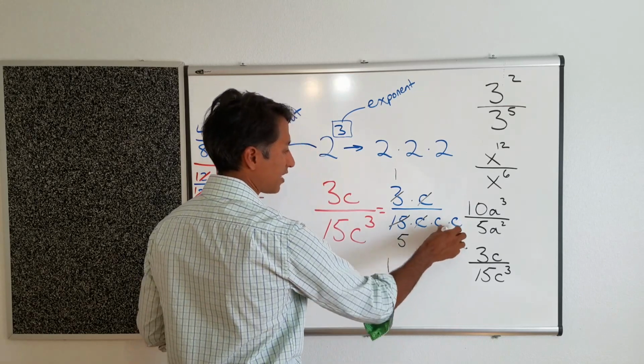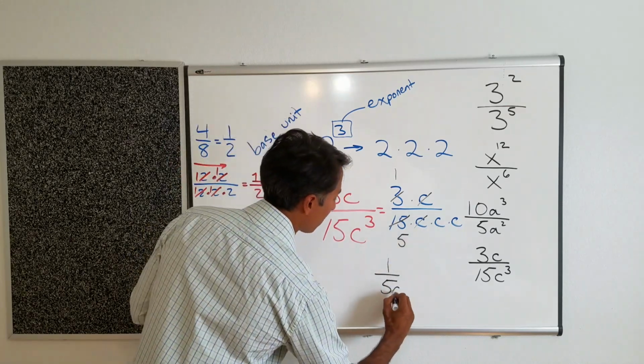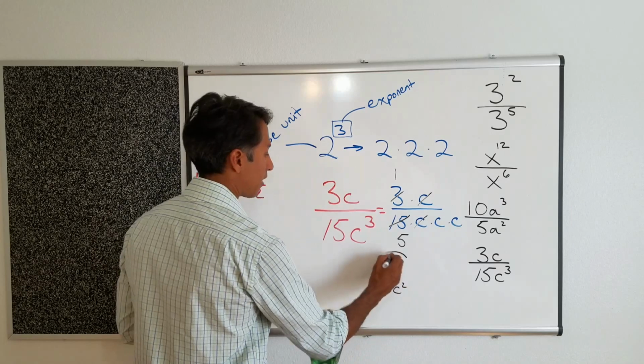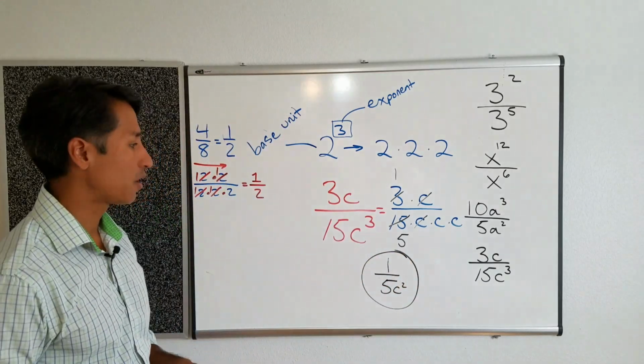And because I still have 2 c's left, you can just put them back together and just make it c squared. And that would be the answer for your expression.